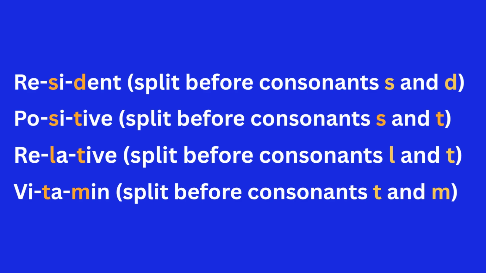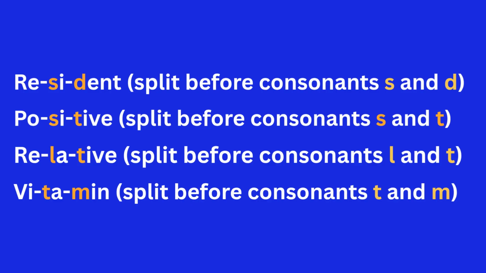Let's practice again, this time using words with three syllables. Res-i-dent. Split before consonants S and D. Pos-i-tive. Split before consonants S and T. Rel-a-tive. Split before consonants L and T. And vi-ta-min. Split before consonants T and M.